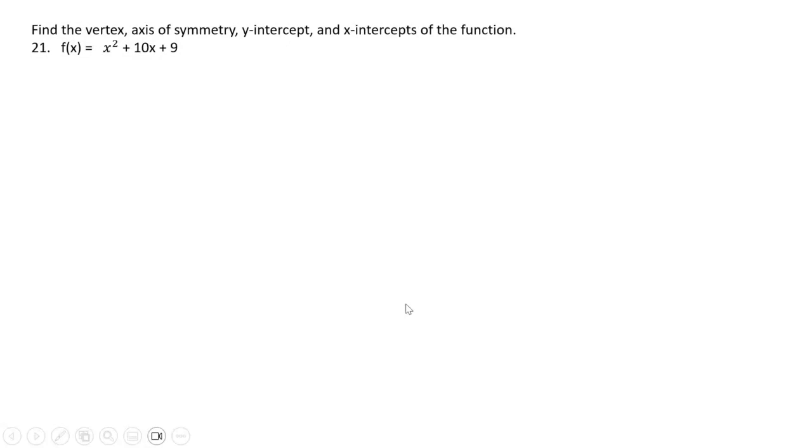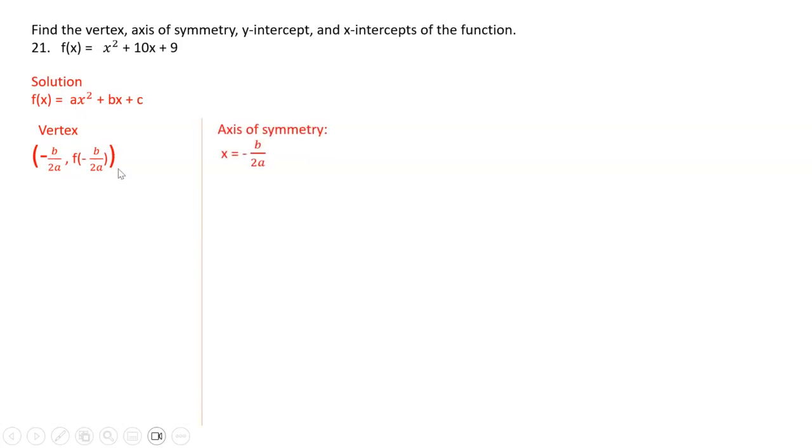Okay, now this is finding the vertex, the axis of symmetry, y-intercept, and x-intercept of the function. I'm going to tell you how to find everything, guys. This is the form of the function, ax squared plus bx plus c. The vertex will be negative b over 2a, and f of negative b over 2a. This is how to find the x part of the vertex, and for the y part, whatever you got for x, you plug it into the original. The axis of symmetry, once you find your vertex, you also find your axis of symmetry. The axis of symmetry will be the x part of the vertex, which is negative b over 2a.